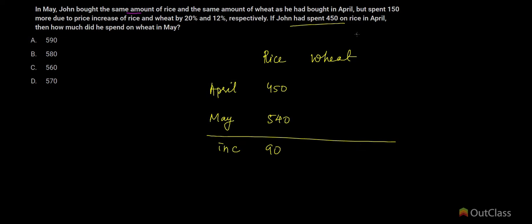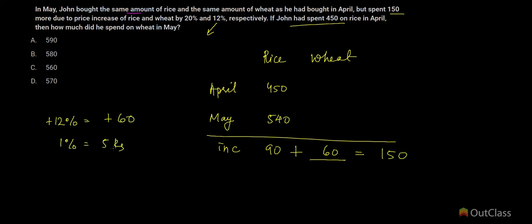Now what is given is total he spent 150 more rupees. That means the increase in the total cost of the wheat that he bought should have been 60. And that 60 was because of this 12%. There is a certain quantity that he bought, the same quantity next year. It's going to cost him 12% more, and that 12% is 60 rupees, which means 1% is 5 rupees, and he spent 500 in April.